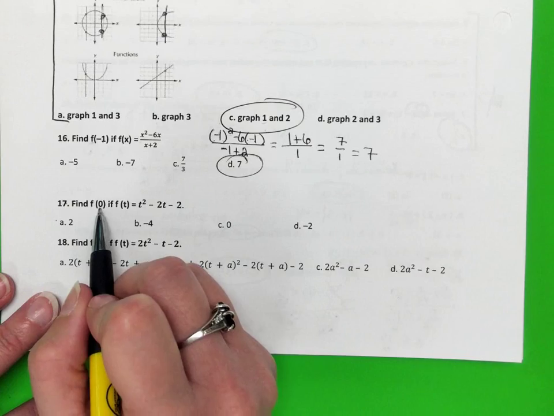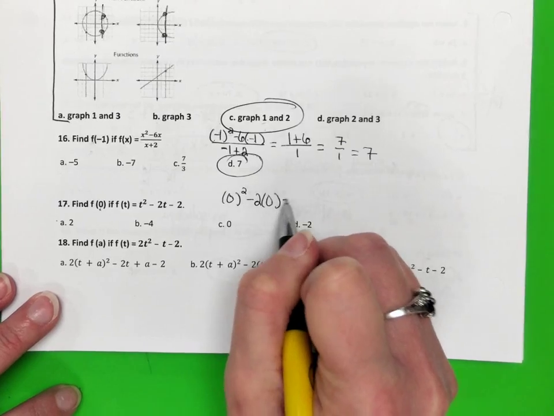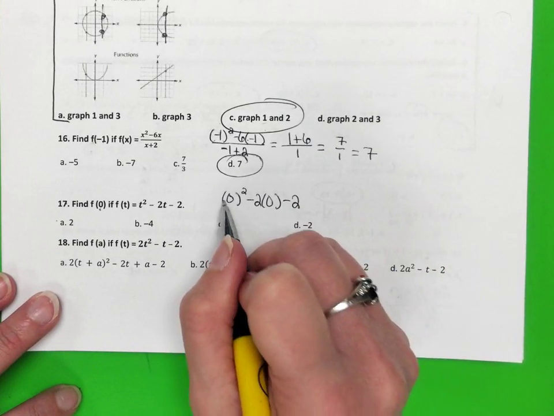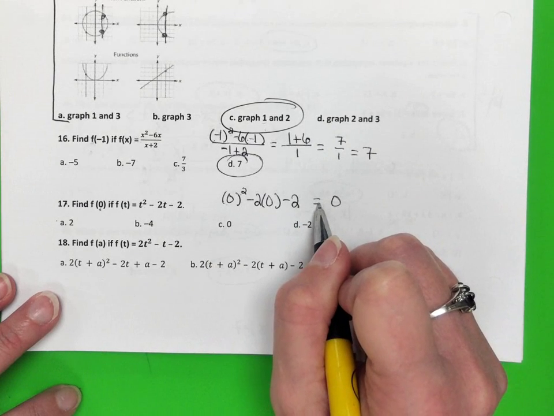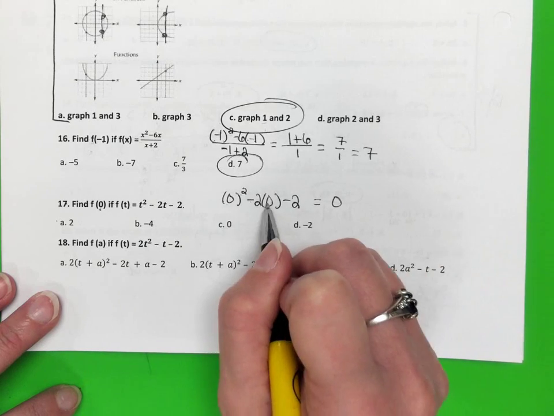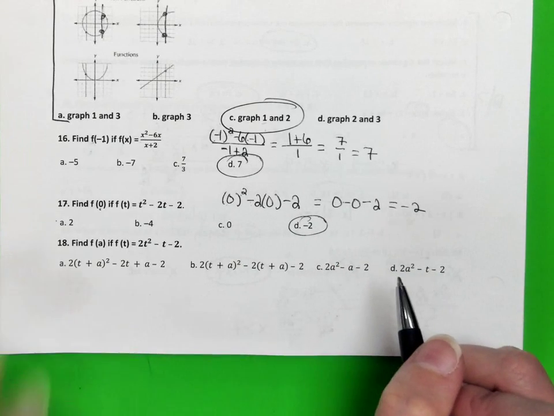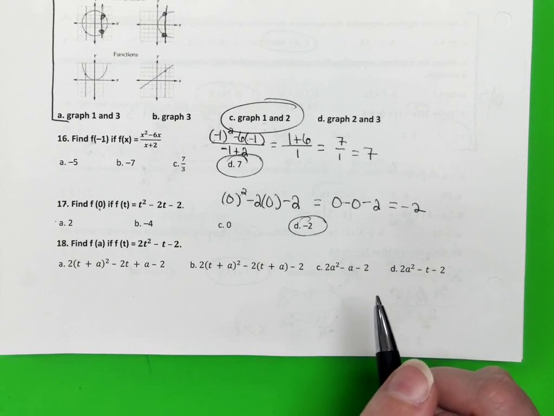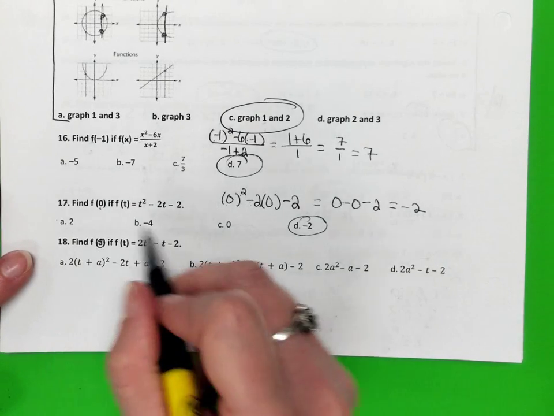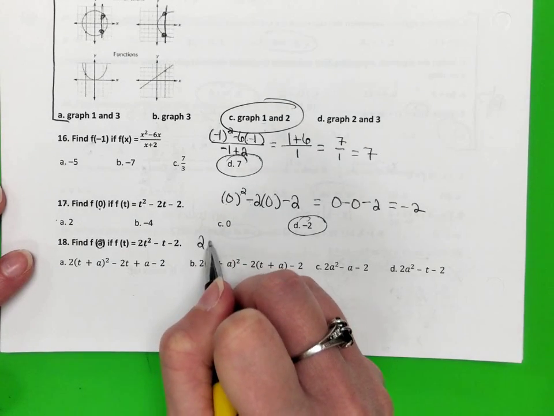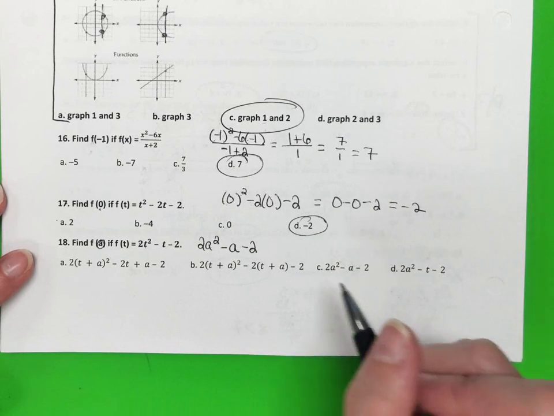Alright, same thing on 17. I'm going to plug in 0. So it's going to be 0 squared minus 2 times 0 minus 2. Alright, what's 0 squared? 0. There you go. This will be 0. And that gives you -2. Very good, Jacob. Alright, so same exact thing, guys. You're just going to plug in a letter this time, okay? So instead of 2t squared, it's going to be 2a squared. Instead of minus t, it's going to be minus a. Which one is that? C?